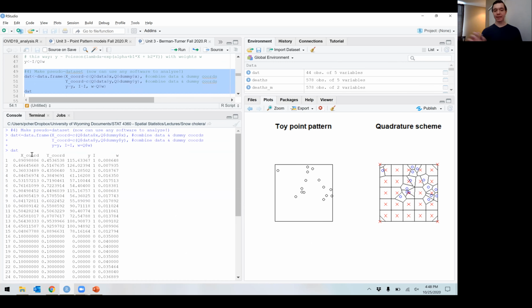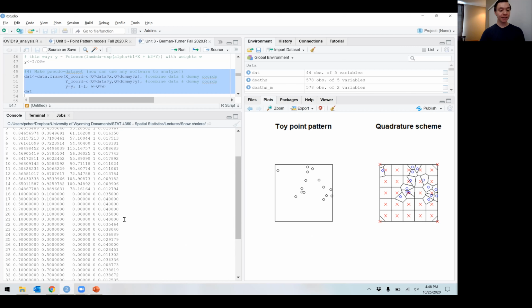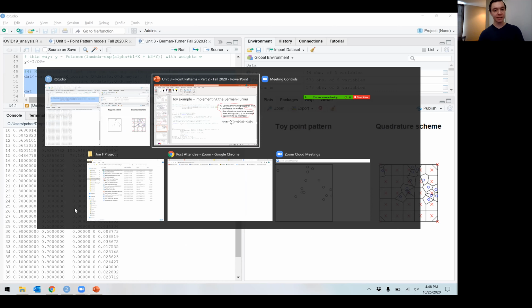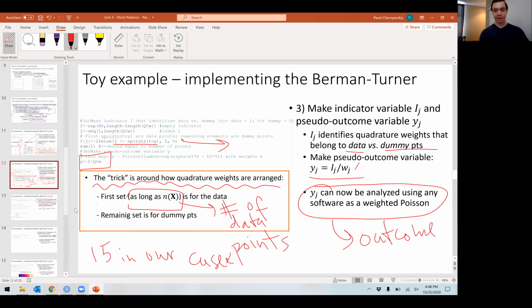My intensity varies with X and Y, so I will be using the X coordinate and the Y coordinate as covariates. Here is my indicator variable. Again, the first 15 are data points. The rest are dummy points. The data and dummy points have a quadrature weight. And of course, all of these Y's are 0 because Y is defined as the indicator over the weight. If my indicator is 0, my Y is 0. But the weight of each zero and non-zero is very much dependent on how we divided this space.